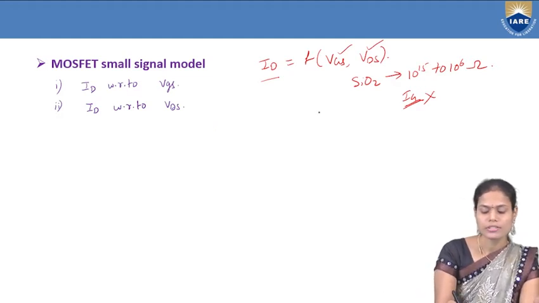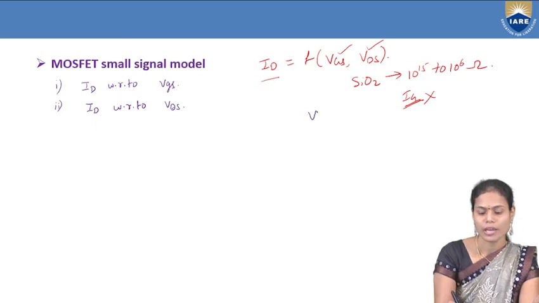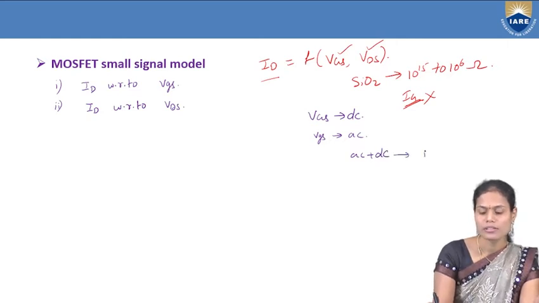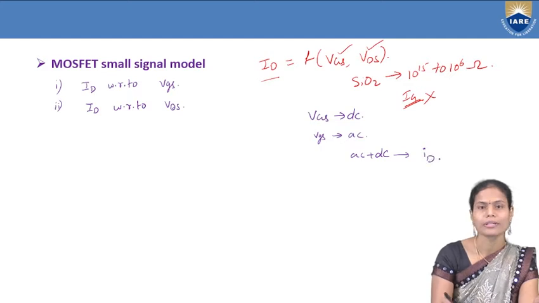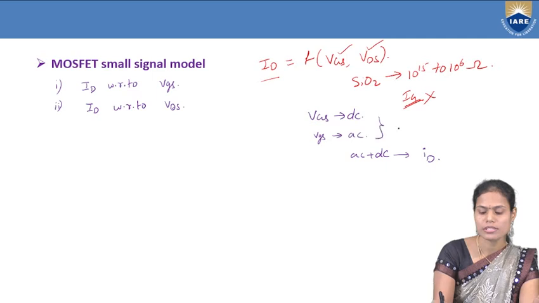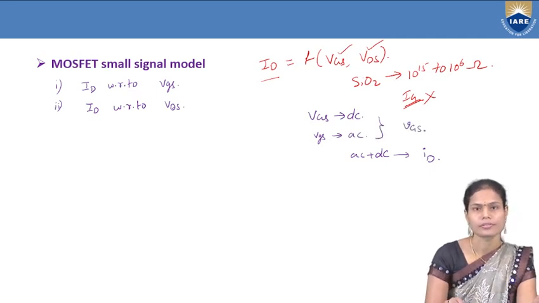To represent DC terms, we use capital letters. I have already mentioned this in the previous sessions. To represent the small signals, we use small letters. And to represent the mixed signal, that is the combination of AC plus DC, we use a small letter with a capital subscript. In this case, the mixed signal is small v, capital GS.